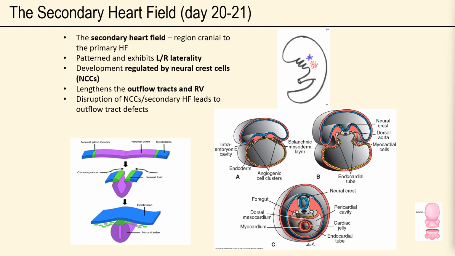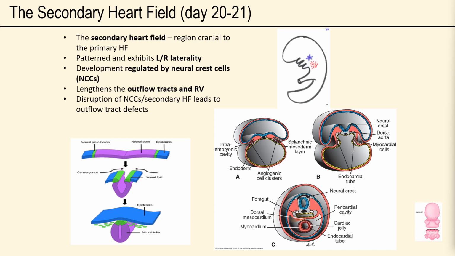The secondary heart field is regulated by neural crest cells. So if we just recap the formation of neural crest cells, we know that the neural crest cells are derived from the ectoderm as the neural fold elevates from the neural plate and meets in the midline to form the neural tube. When this neural tube pinches off, some of those cells on the lateral edge of the neural plate also pinch off. These are the neural crest cells, and they continue to migrate around the developing embryo and give rise to numerous structures. The ones we are interested in today are the secondary heart field and the septation of the aorta and the pulmonary trunk.